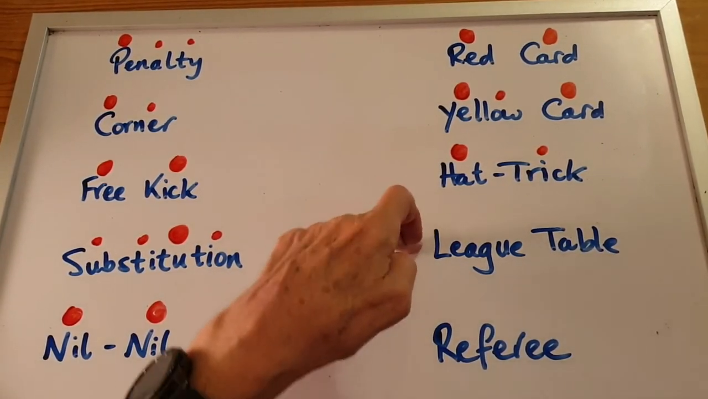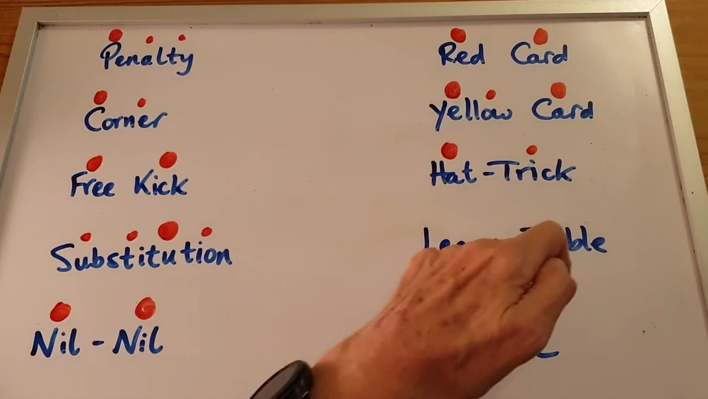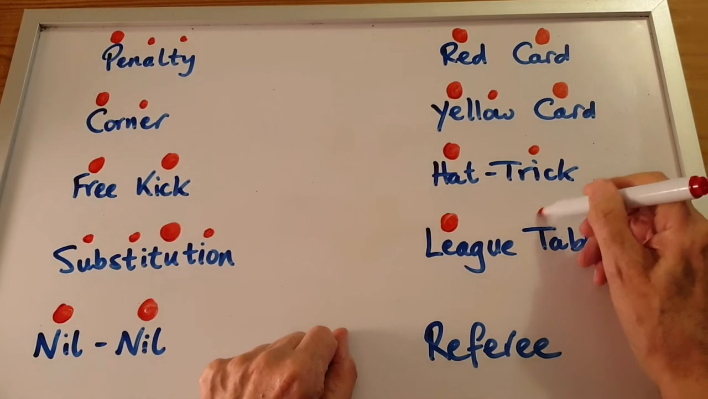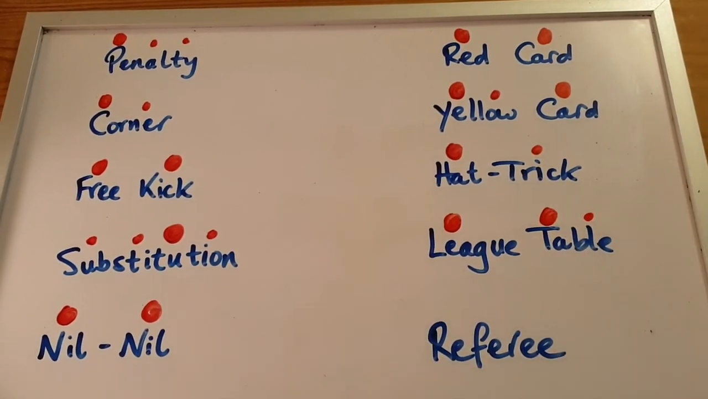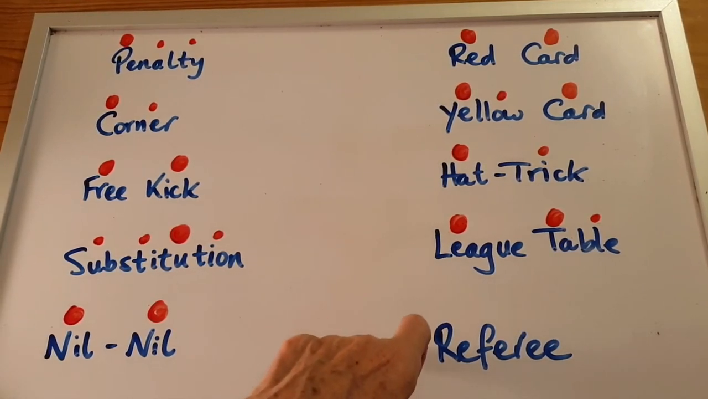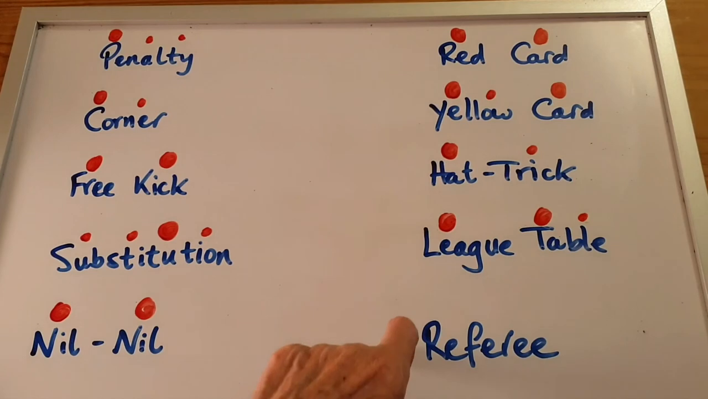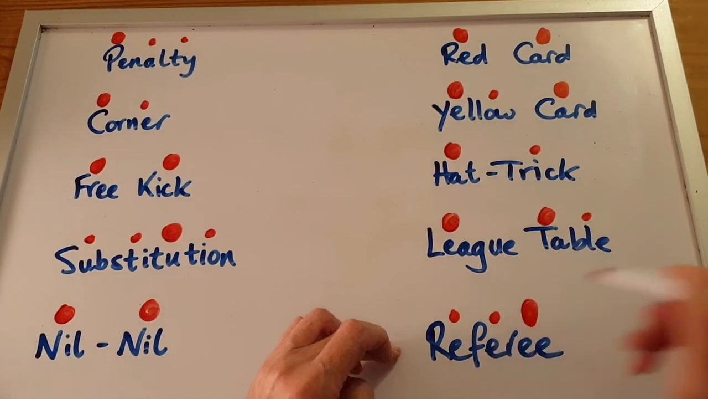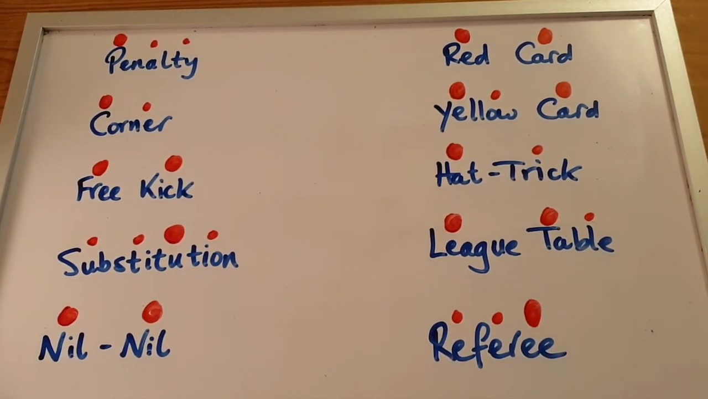Next one, league table. League, one syllable, table, two syllables. So, league table. And finally, what do you think? Is it referee? Is it referee? What do you think? The answer is referee. Main stress at the end. Referee, da-da-duh. So there we are.